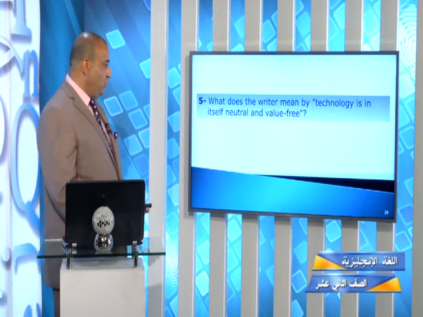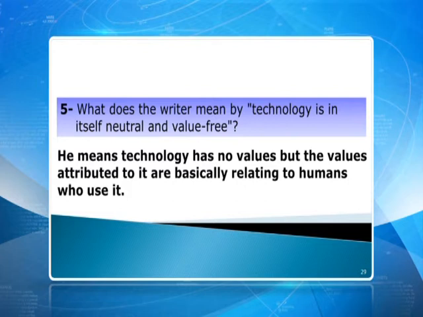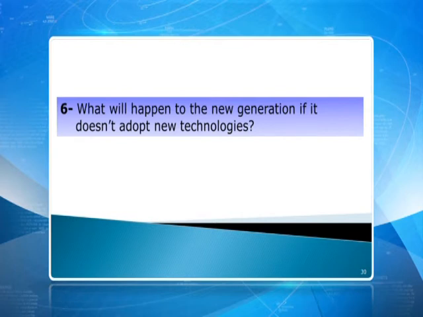The answer, of course, if you go back to the text, you will find that this is a very correct answer. He means technology has no values, but the values attributed to it are basically relating to the human, or to humans who use it. So it depends on the use of the human being. Number 6, what will happen to the new generation, which means in the future, if it doesn't adopt new technologies?